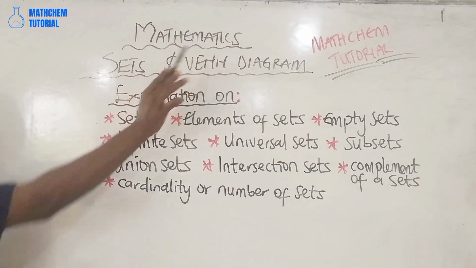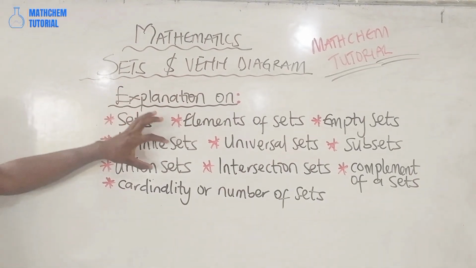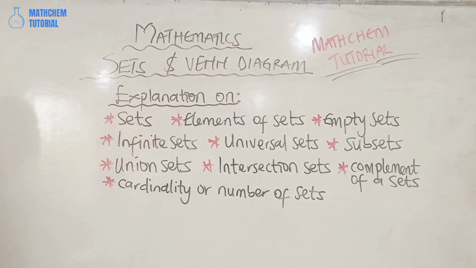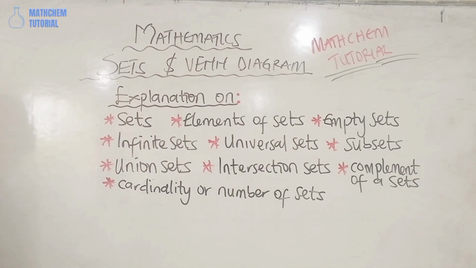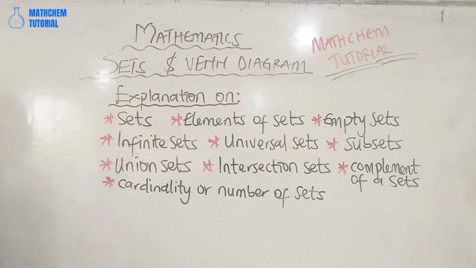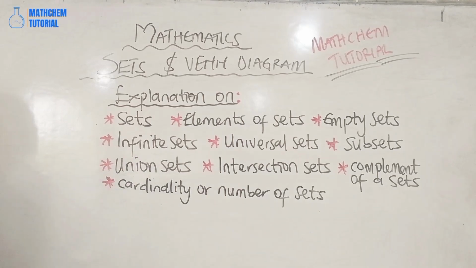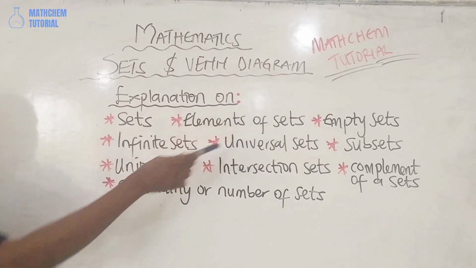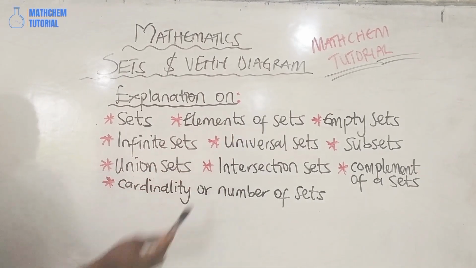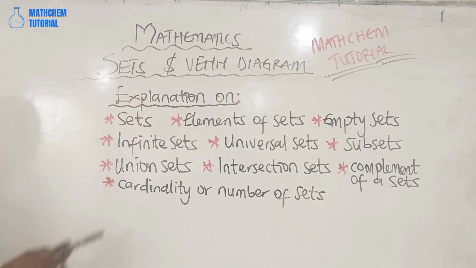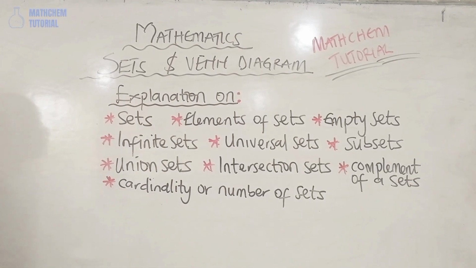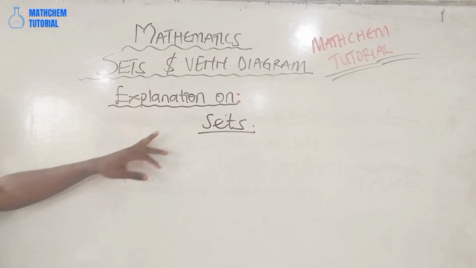Introduction to sets and Venn diagram. These are the terminologies we are going to explain in this topic. Our first one is sets. After sets, we move to elements of sets. Then we move to empty sets, infinite sets, universal set, subset, union of sets, intersection of sets, complement of a set, and cardinality, or number of elements of sets. Now let's move to the first one, which is set.